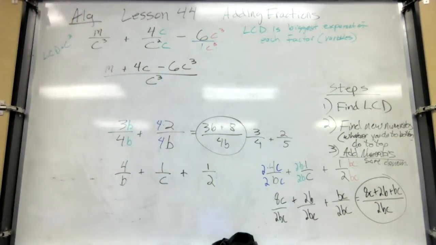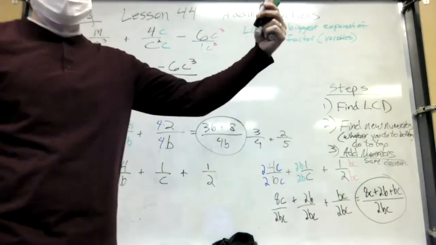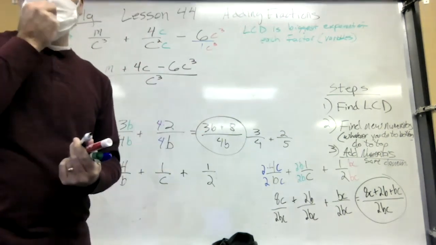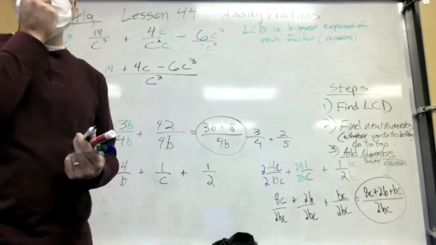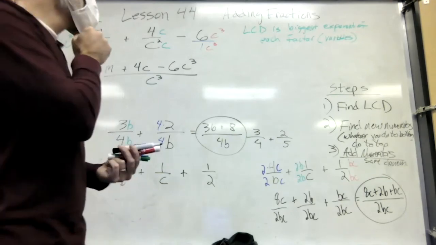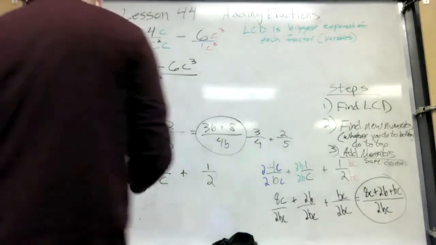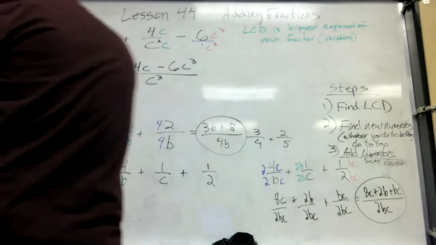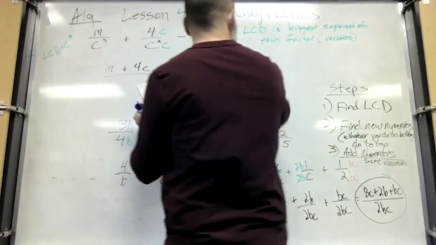Yeah, it's ugly. That's it. We accomplished the goal of combining 3 fractions into 1. It's an ugly one, but it's 1 fraction, okay? All right, one more example. Let's see if you guys can do this on your own. Here we go.